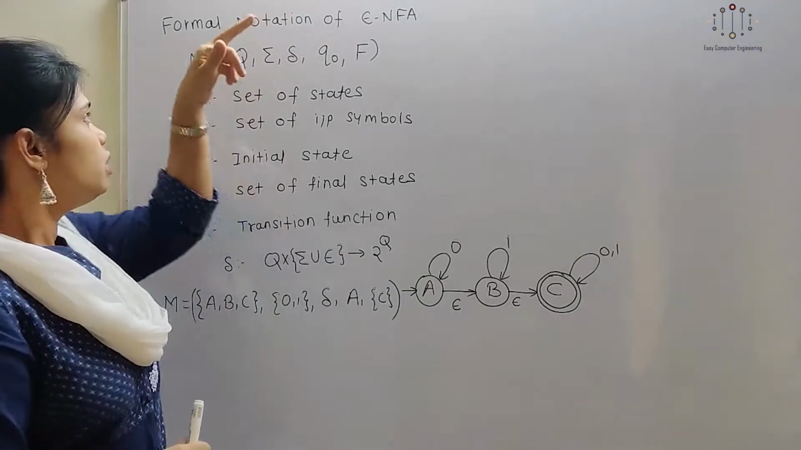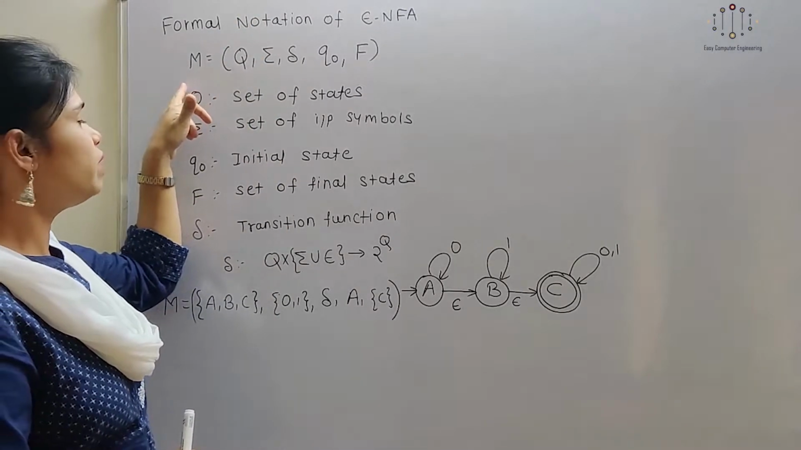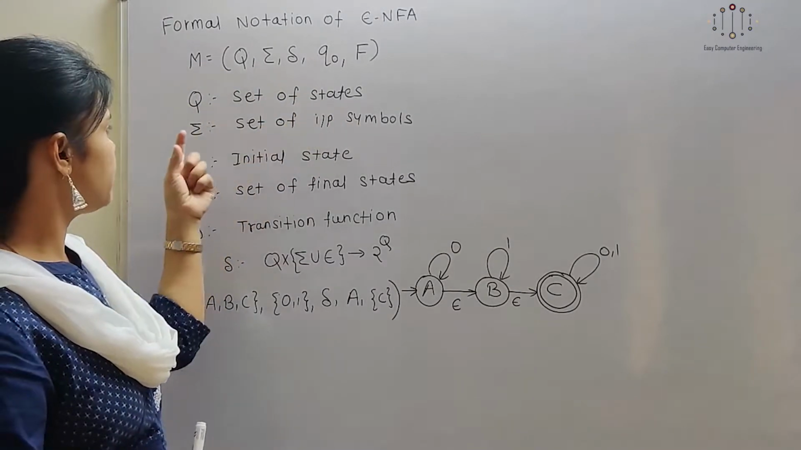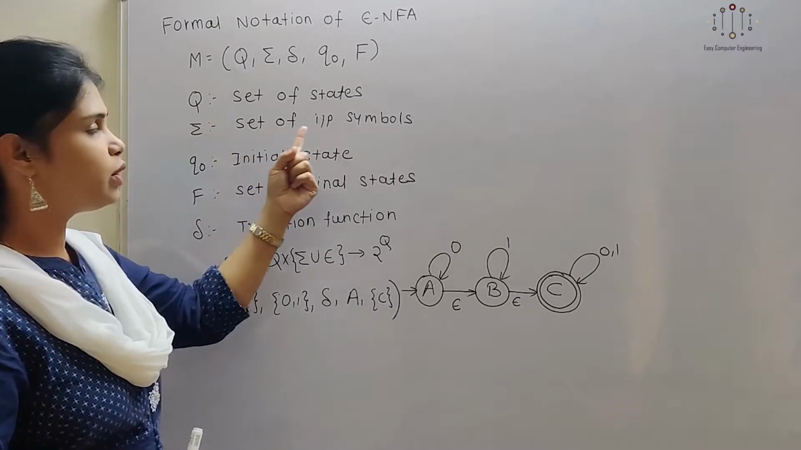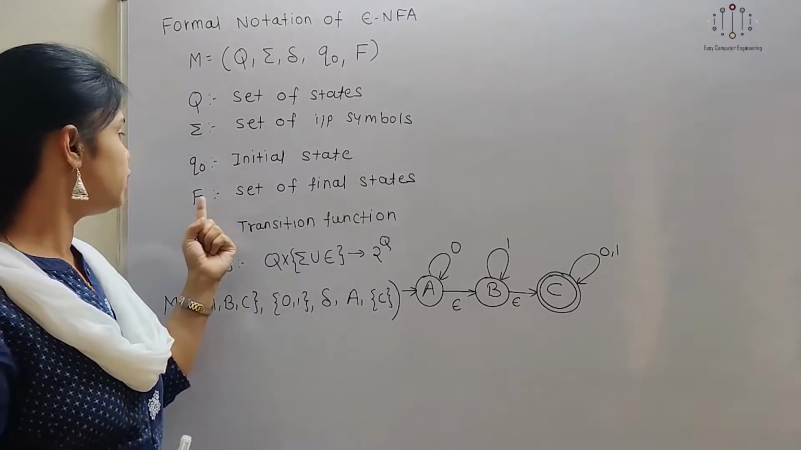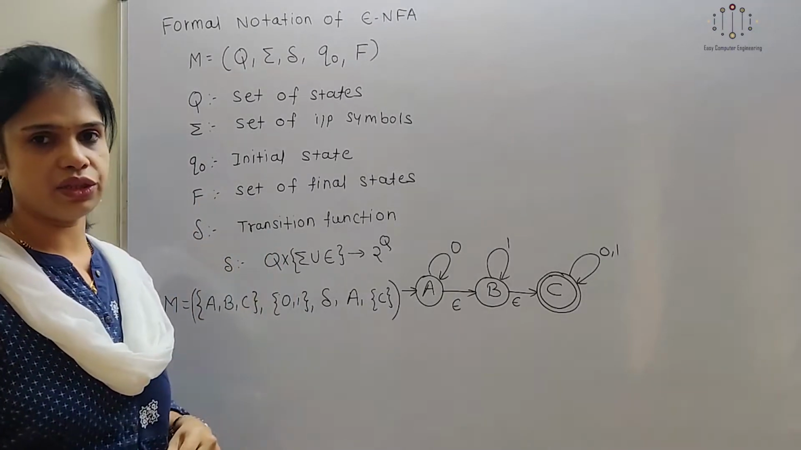Okay, so these are the 5 tuples. M is the epsilon NFA machine, which has 5 tuples. Q stands for the set of states, which is the same. Sigma is the set of input symbols or the alphabet. Q0 is our initial state. F is the set of final states. Then delta is the transition function.